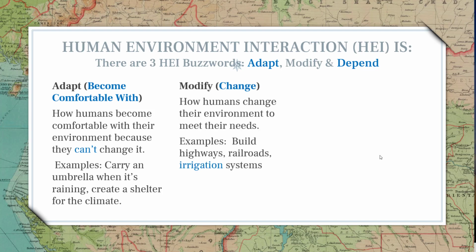Now, modify is to change, okay? But it's not changing you. It's not the humans changing themselves. It is how humans change their environment to meet their needs. So, for instance, they might build highways to get from one place to another faster. Railroads, same kind of thing. Or irrigation systems. And this is just a way to get water from one place to another.